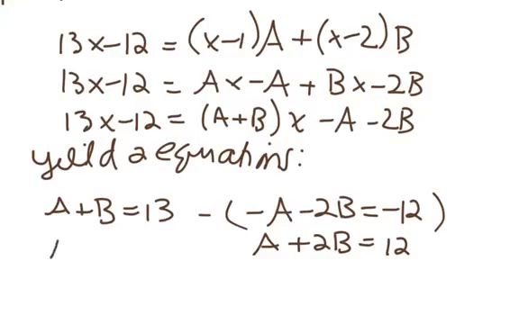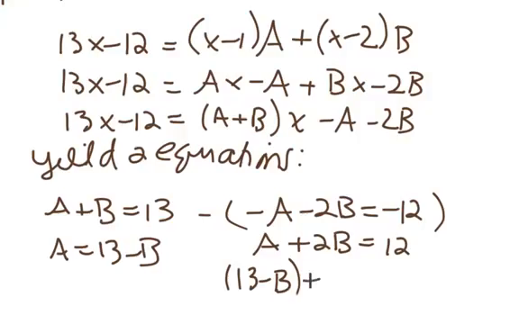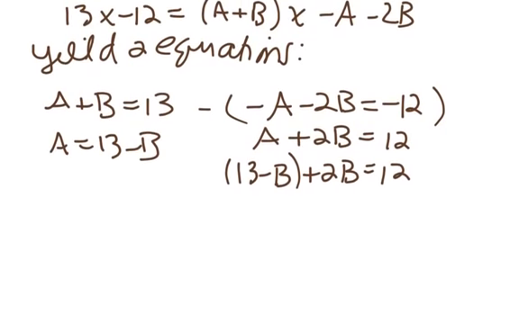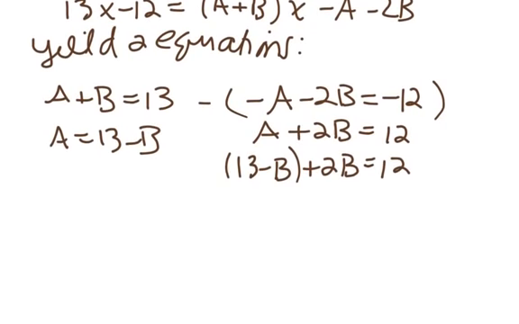Okay, so solving for A, A is 13 minus B. And substituting that into the equation, over here I get 13 minus B plus 2B equals 12. Solving that, you get that B is equal to minus 1. Therefore, A is equal to 14.